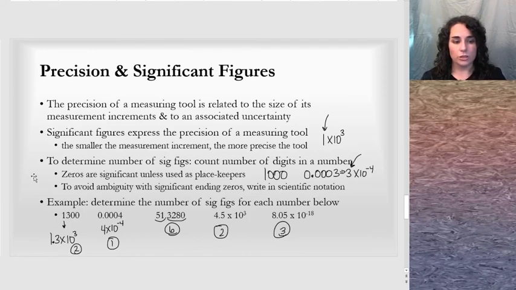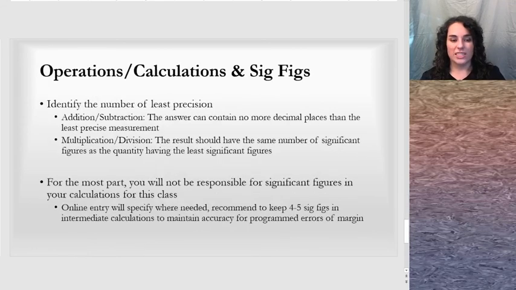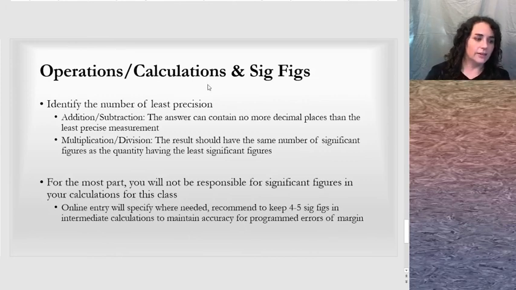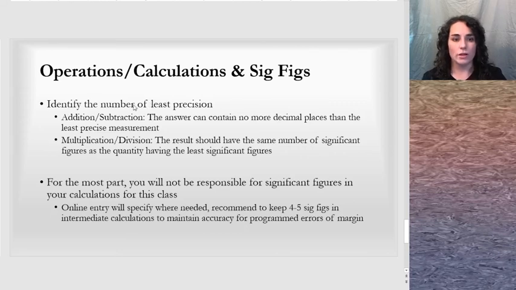Significant figures are a little weird, but what we will need to identify, and it will usually be clear, is the number of decimal places, and you'll be able to figure out the number of sig figs easily. Once you've figured them out, we're going to do calculations, right? It's not just the actual finding of the sig figs, but we're going to do things with numbers and know those sig figs as well. So identify the number of least precision.